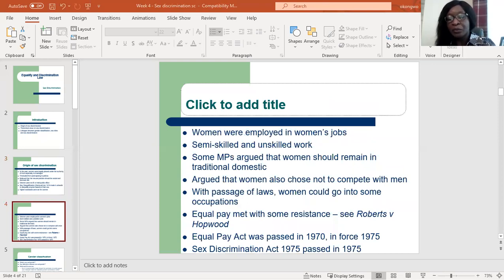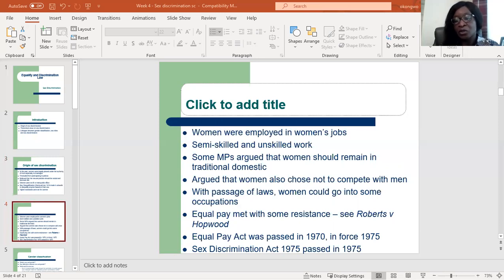Women were employed in jobs such as caring, nursing and cooking, and these jobs were regarded as women's jobs because they were extensions of their traditional roles. Some of these roles were usually located at the bottom of the labor market. You would usually find women in semi-skilled or unskilled jobs. So women clamored for equal rights.